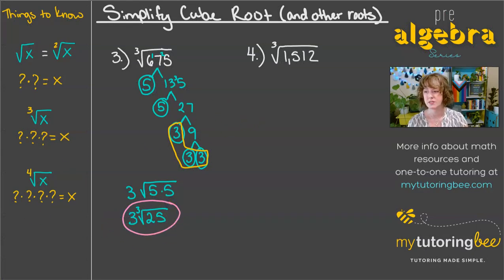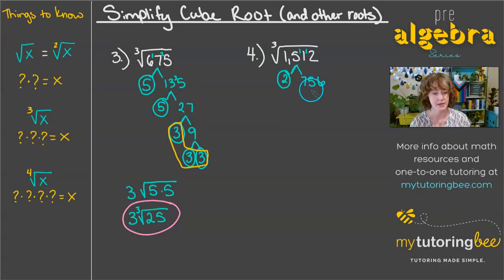All right, let's go on to number 4. Again, this is not going to be a perfect cube, but let's see what we can break out of this. We've got an even number, so I know 2 can go into this evenly, so let's see what that gives us. 2 can go into 15 7 times with 1 left over. 2 can go into 11 5 times with 1 left over. And then 2 can go into 12 6 times.